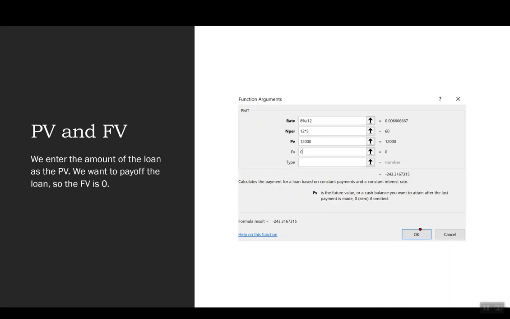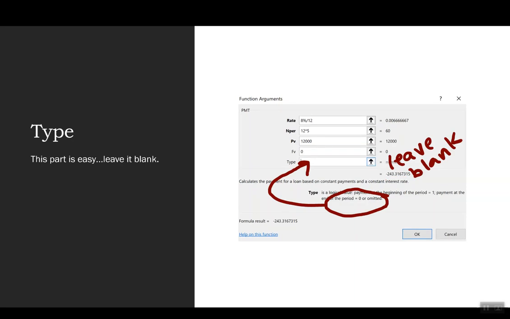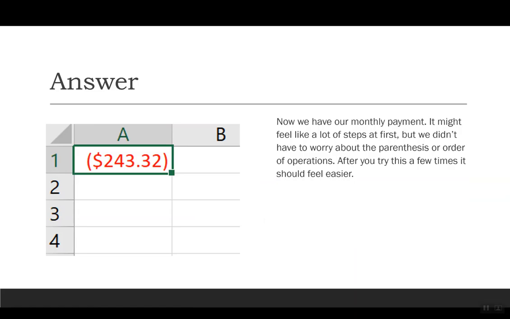So I put in 12,000, and the future value is 0. We're trying to pay the loan off. Immediately, you can already see the answer is there. So I put in the present value, the future value, and then there's this last category that says type. Leave it blank. It tells you if it's beginning, end, whatever. Just leave it blank. That's the easiest thing to do. And then it pops in 243.32.